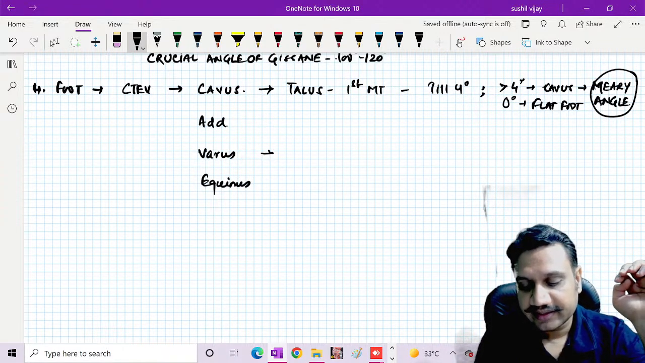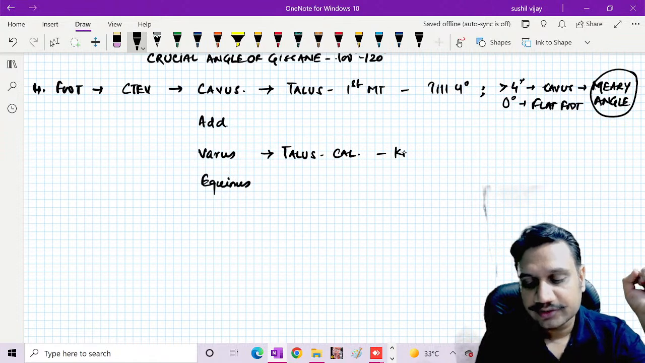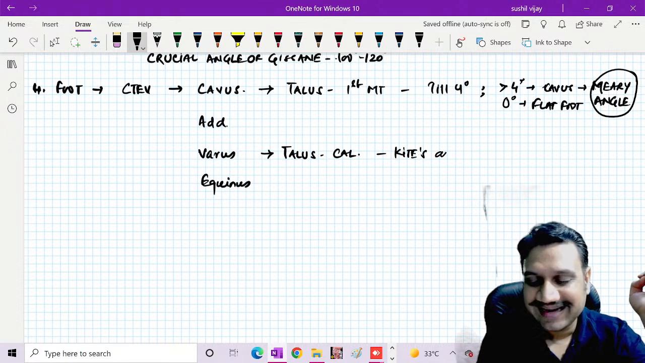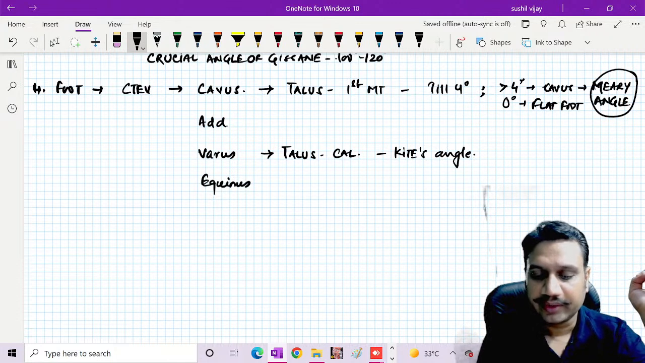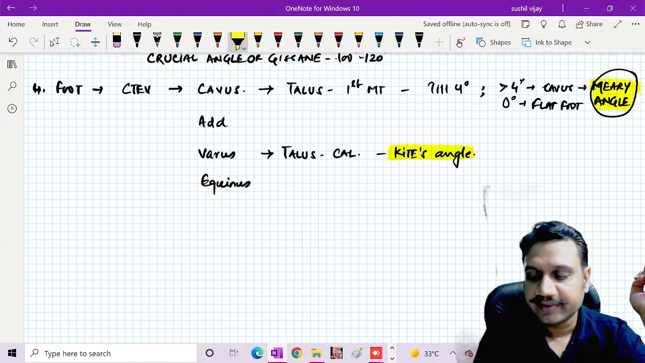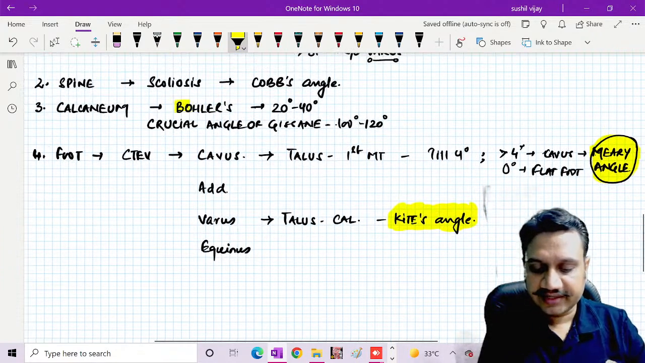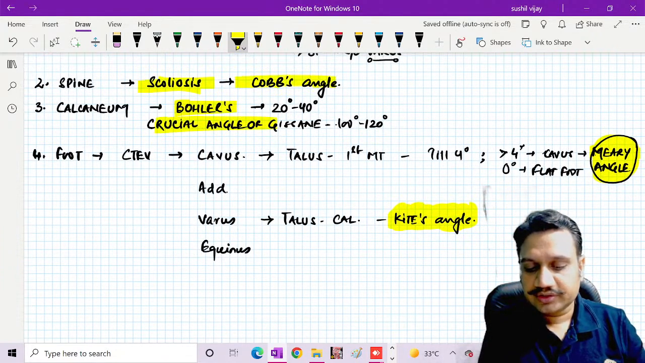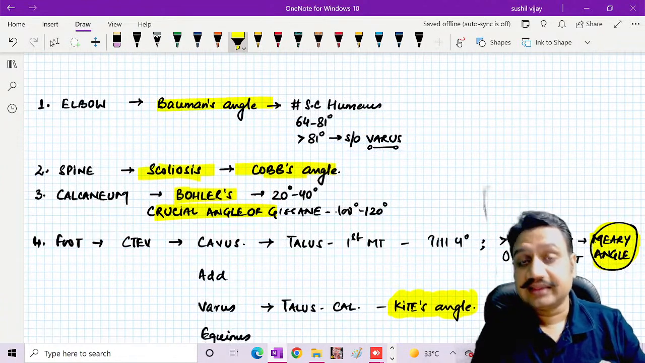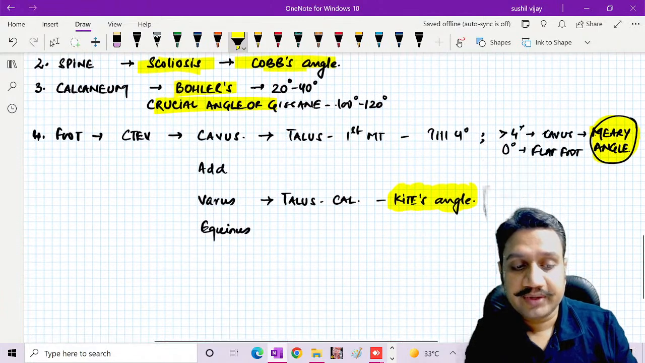The named angle in varus is the one between the talus and calcaneum. What is that known as? That is known as Kite's angle. So these are two named angles in CTEV. For equinus, there is no name, but these are the two named angles in CTEV: one is Meary and one is Kite. So the crucial angle of Gissane, Bohler's angle, in scoliosis the Cobb's angle, and the Bowman's angle. These are named angles that you should be aware of.